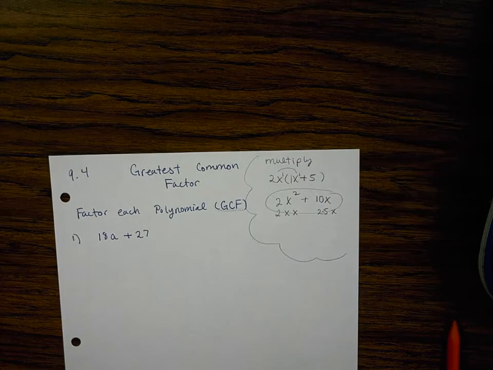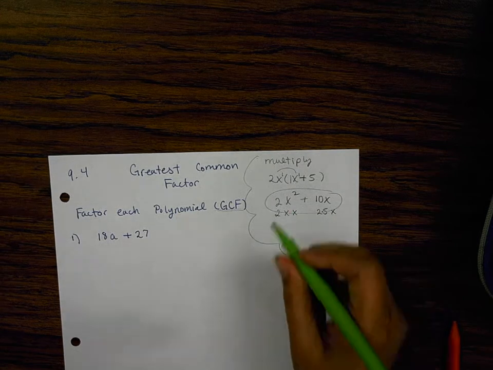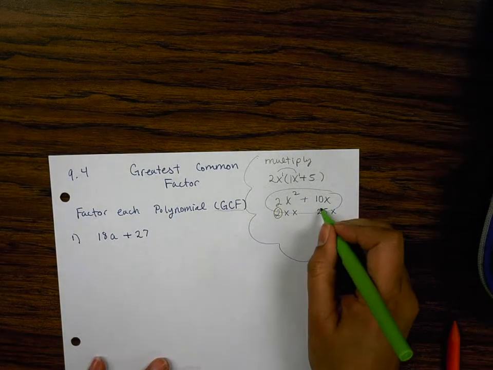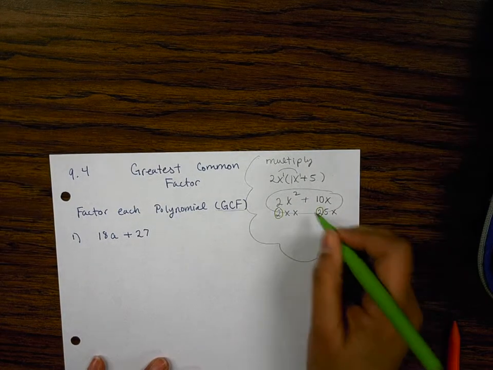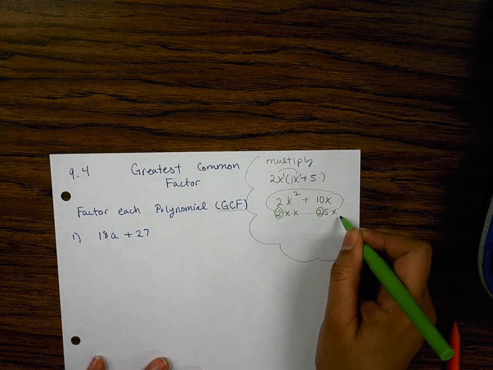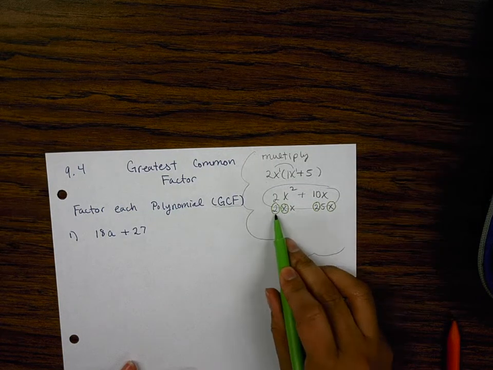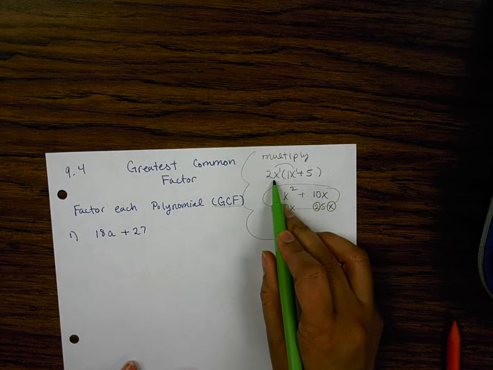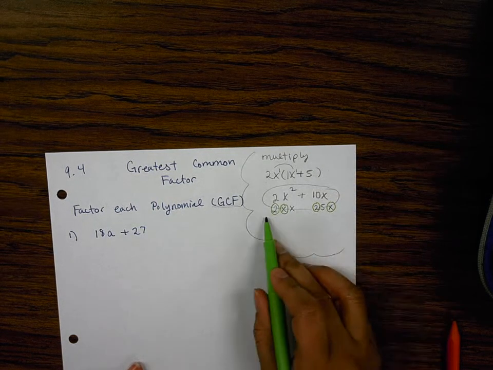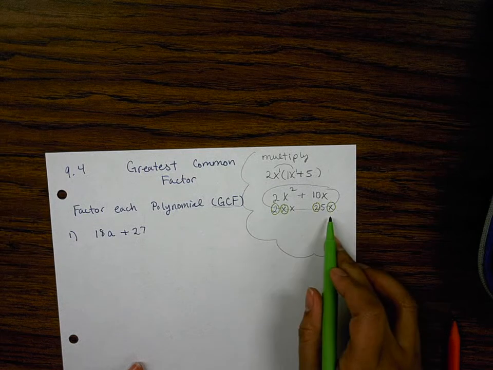How many things do they have in common? They have a 2 in common. And this has 2 x's, this has 1 x. What's the greatest amount they have in common? Just one of the x's. They don't have the extra x in common, just the 2x. And that's where that 2x is coming from. Okay, does that make sense?